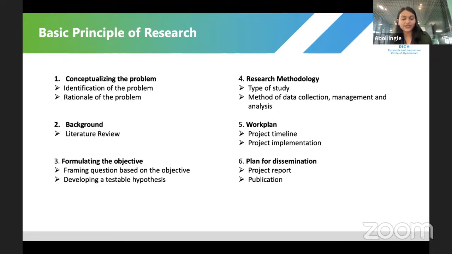So this question that we frame is based on the objective that we've derived out of the research gap, which we studied, which we got from the literature review. So now we have objective, now we have our research question in place. And with the help of the research question, we'll develop a testable hypothesis.